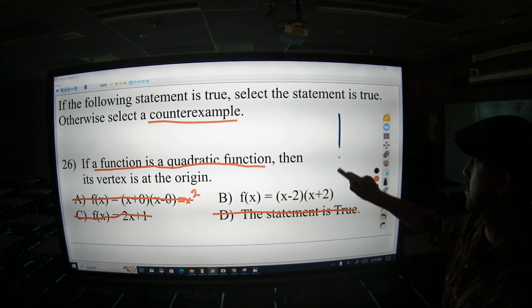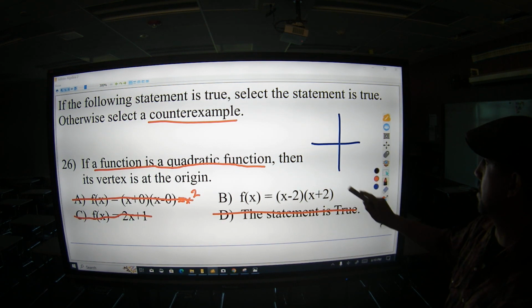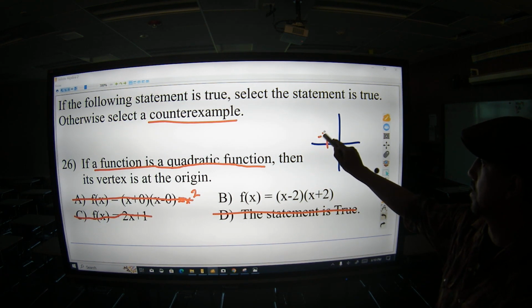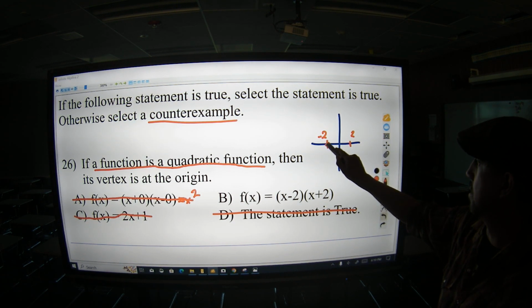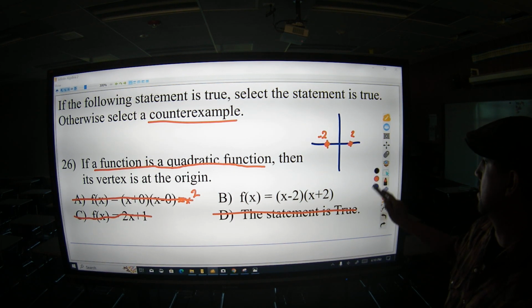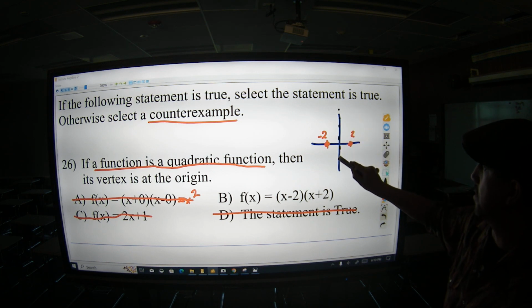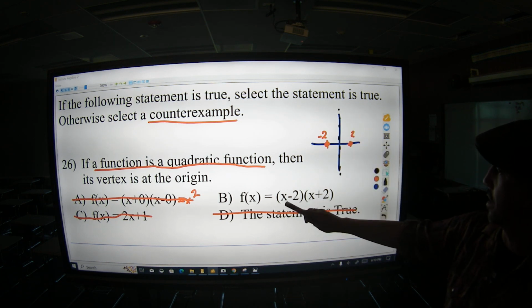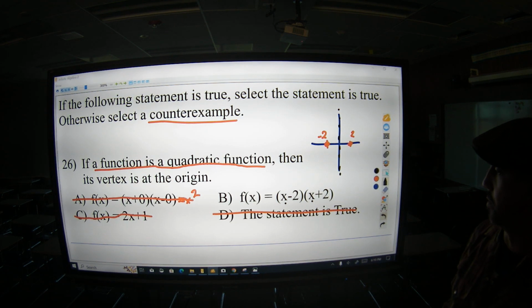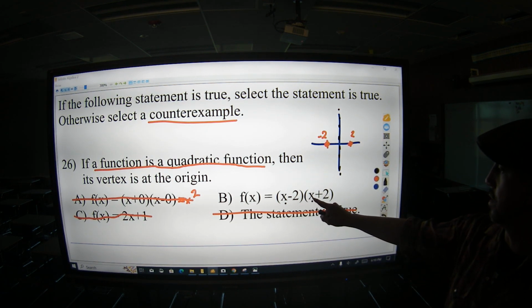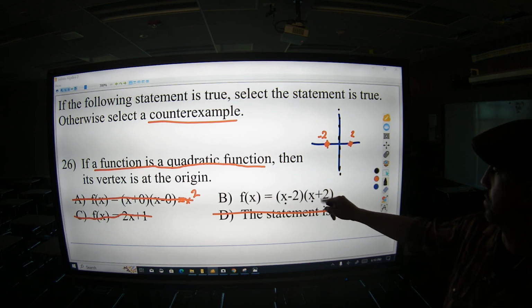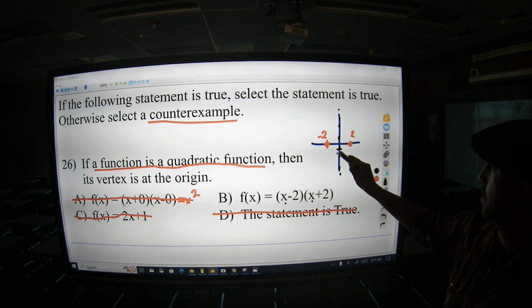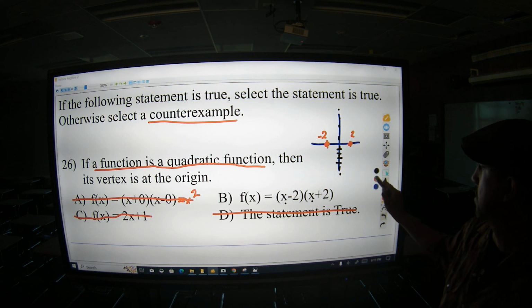If I was going to graph this intercept form equation, we know that its zeros would be at negative 2 and positive 2, right? And so I'd have a 0 right here and a 0 right there. And again, our axis of symmetry would be right down the middle. So if I wanted to calculate that, I'd have to plug in 0. 0 minus 2 is negative 2, and 2 plus 0 is just 2. So I would be doing negative 2 times positive 2, and that means that this would be right there at negative 4.